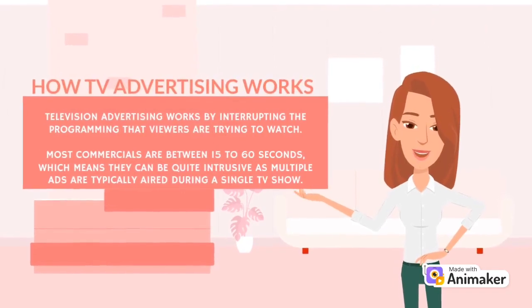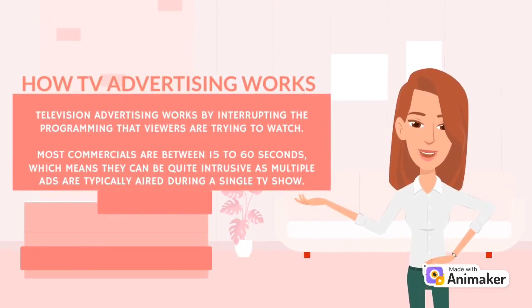How TV advertising works. Television advertising works by interrupting the programming that viewers are trying to watch. Most commercials are between 15 to 60 seconds, which means they can be quite intrusive as multiple ads are typically aired during a single TV show.